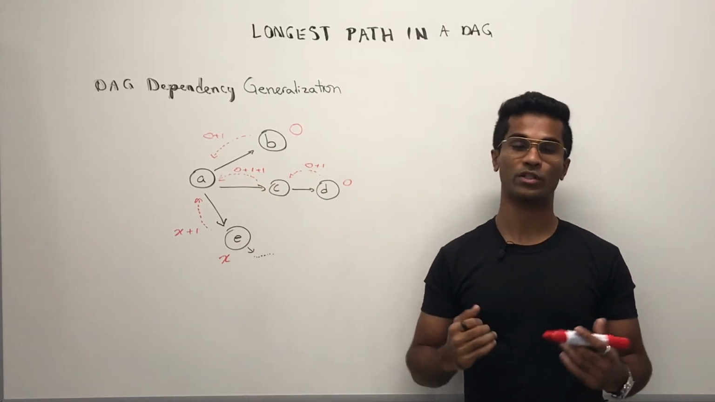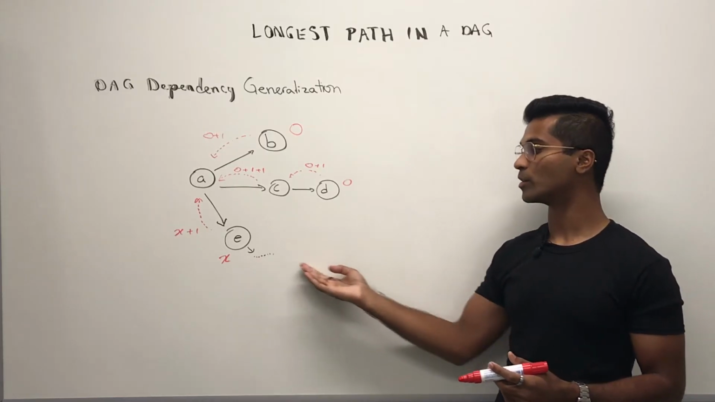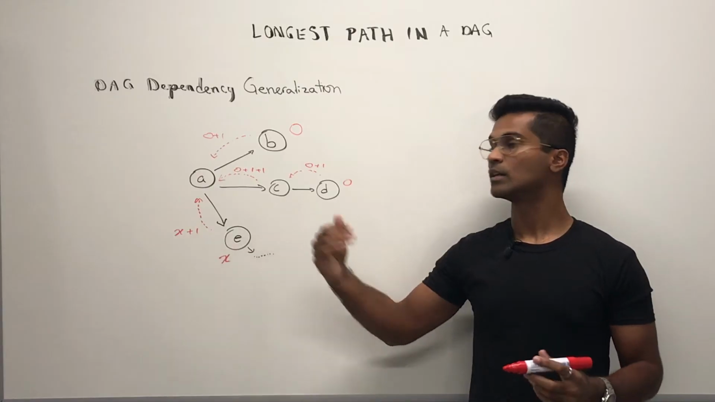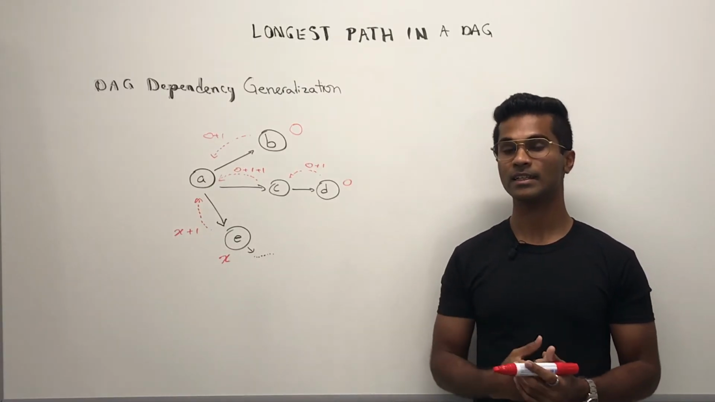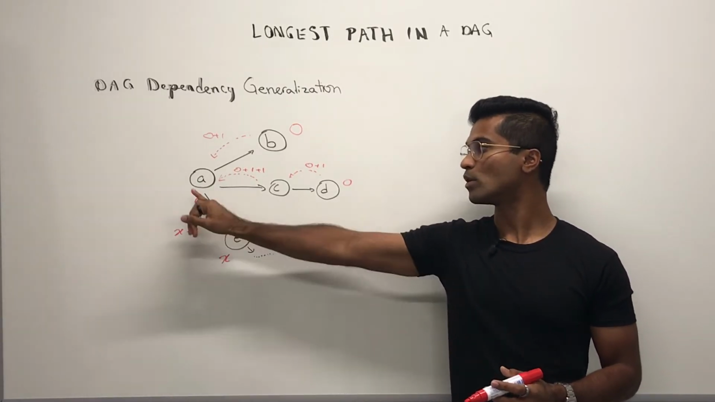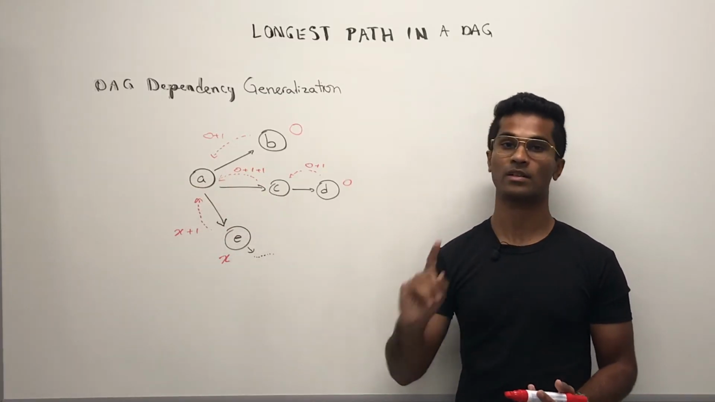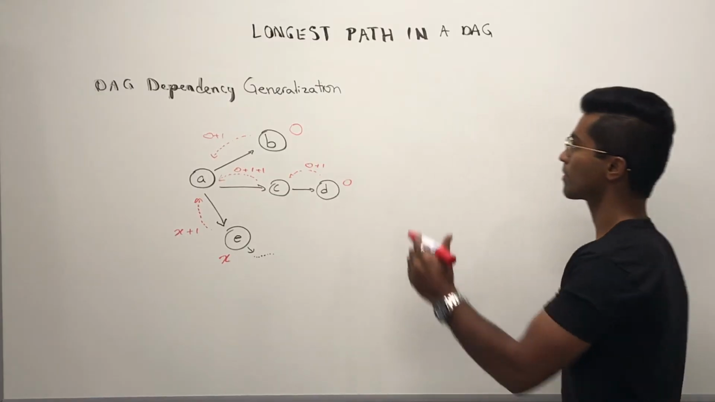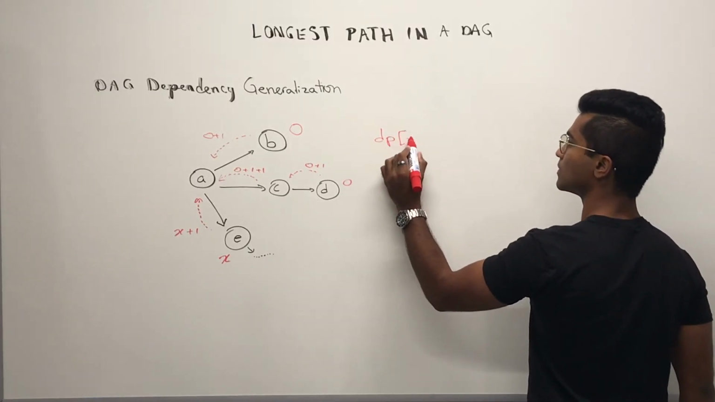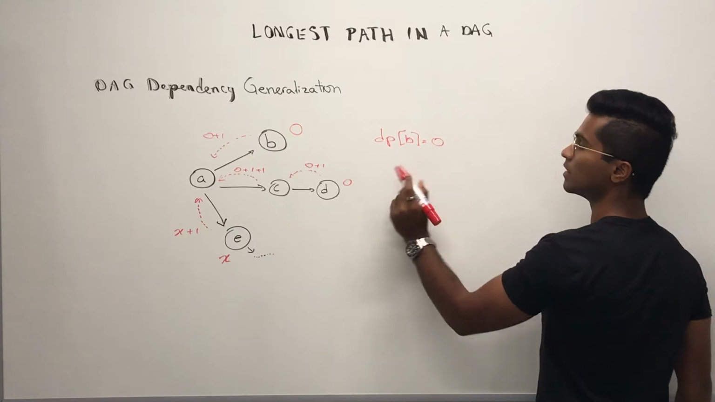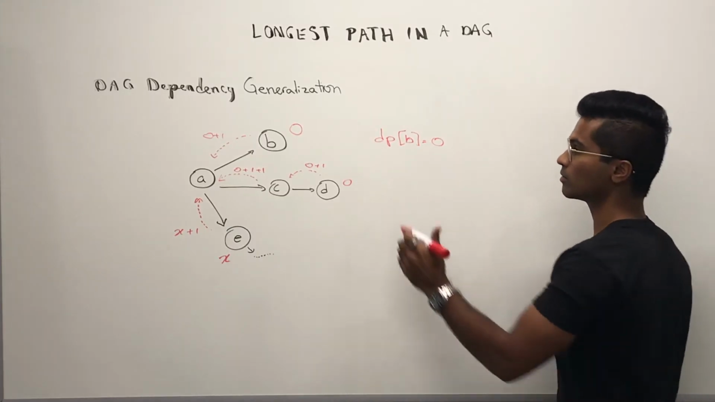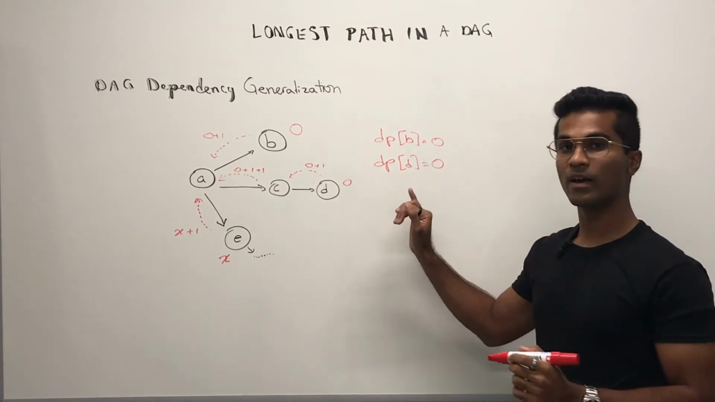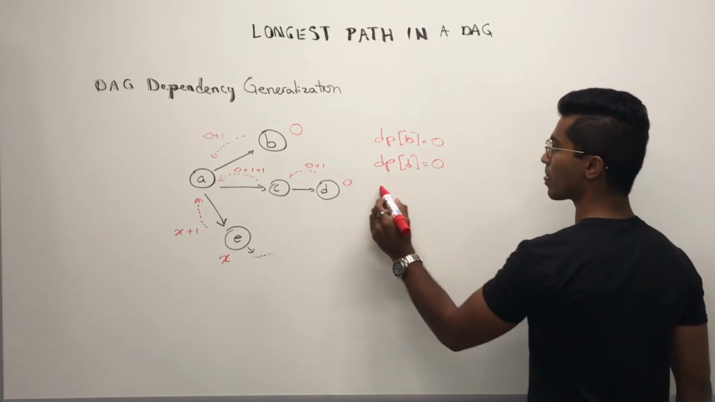Now E is more of a general case because we don't exactly know how much is here, but we can just assume that the dp of E would be x. So when A asks E, E is going to say x plus 1 because the distance between us is 1 edge. So let's fill out the dp for each of these nodes. dp of B is going to be 0. dp of D is going to be 0.